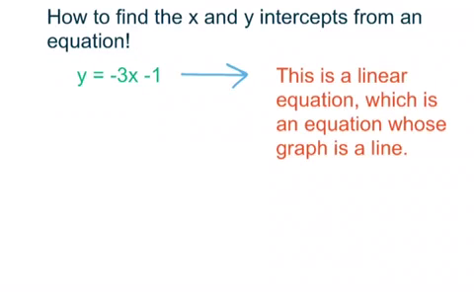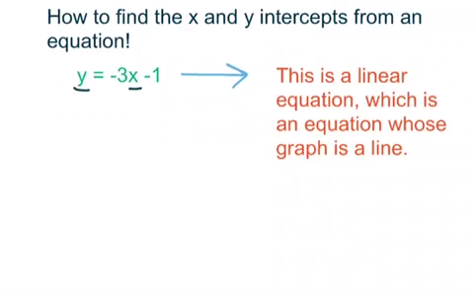Okay? Alright, how to find the x and y intercepts from an equation. Right here you have y equals negative 3x minus 1. So this is a linear equation. A linear equation is an equation whose graph is a line, and you'll see this in the next couple lessons. It'll make sense. So you have your y here and your x here, right?